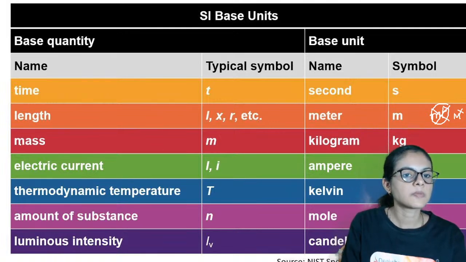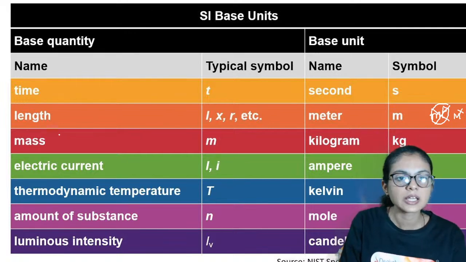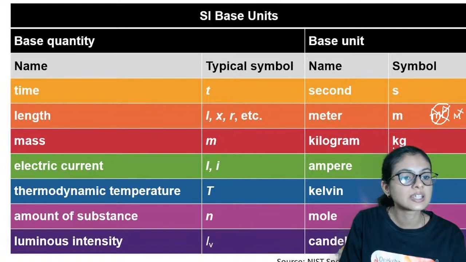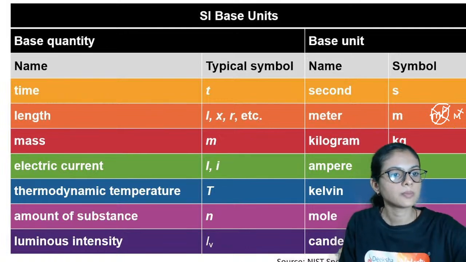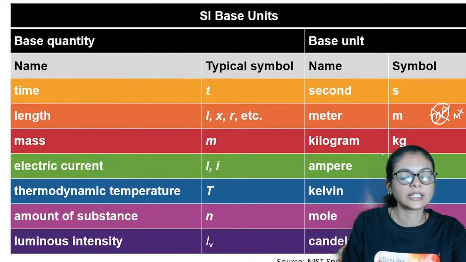Done. Then comes mass. Mass is nothing but the measure of the matter present. Mass is denoted with small m, and its SI unit is kilogram. So again, be focused here. It's not just gram, it is kilogram, written as kg. Is it clear? So it is written in the format of kg.